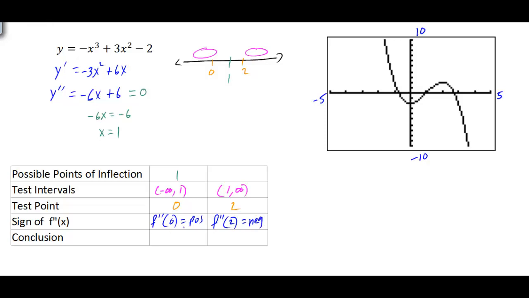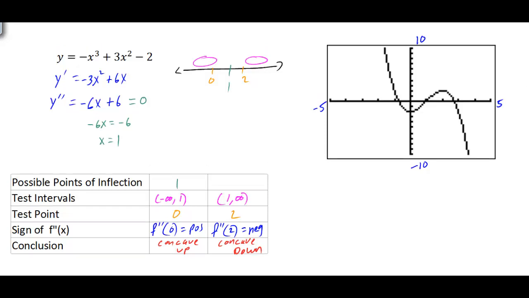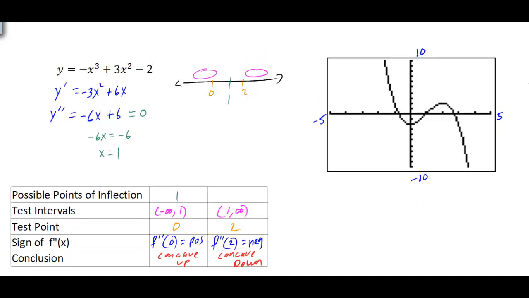Now, because our second derivative is positive, the conclusion we can make here is that the graph is going to be concave up. The graph from 1 to infinity is negative, so that means it's going to be concave down. And if we go over here to the graph, we can actually look at it.